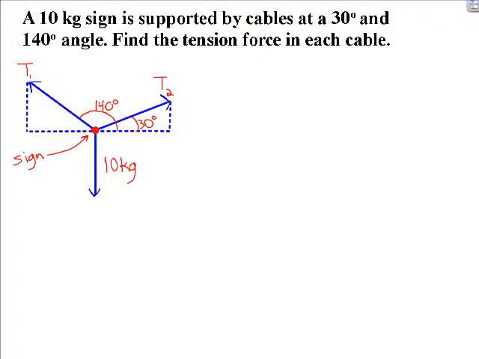A 10 kilogram sign is supported by cables at a 30-degree angle and 140-degree angle. Find the tension force in each cable. Notice in our drawing that one angle is larger than the other. We will have to use a different method to solve for each tension force because T1 is not equal to T2 in this case. Next, we will break up our vectors into their vertical and horizontal components of sines and cosines according to their individual angles.